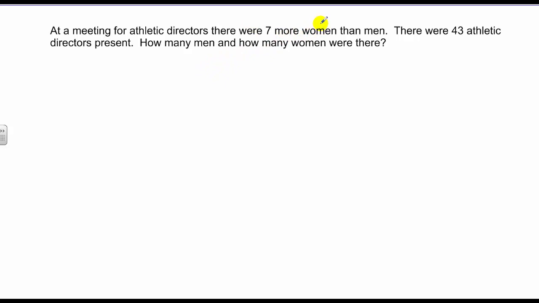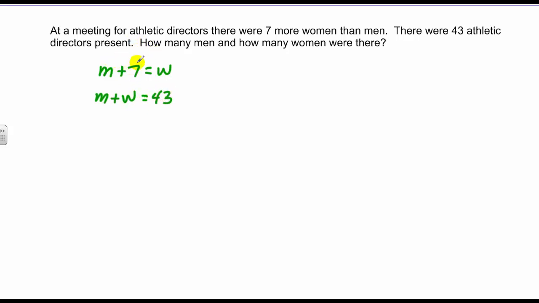So I'll do this W for women, M for men. So I know there are 7 more women than men. So if I say men plus 7 is equal to women, then there are 7 more women than men. That's what that means. There are 43 total people there, so the men plus the women is equal to 43.